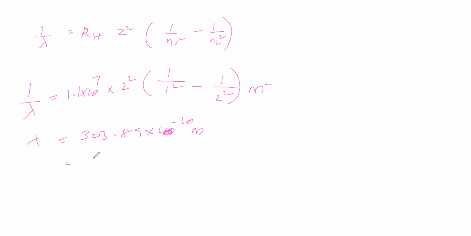So this we will convert into angstrom. 10 to the power of minus 10 meter is called an angstrom, so it is 303.89 angstrom. So we got the wavelength.